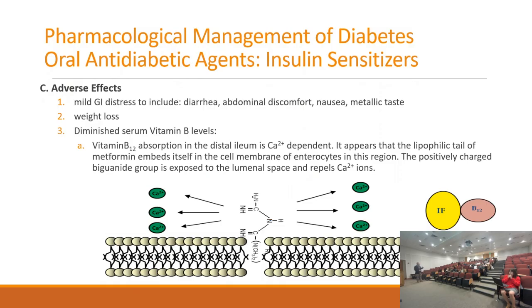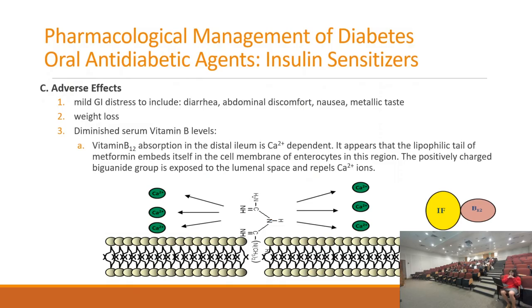And again, kind of a unique side effect to this would be diminished serum vitamin B12 levels. What happens here is that a lot of the vitamin B12 that you ingest, that's in your intestinal tract that you need to absorb into the bloodstream, that absorption occurs in the distal ileum of the small intestine. Okay? And it's a calcium-dependent process. So for us to absorb vitamin B12 into the bloodstream, calcium needs to be present.